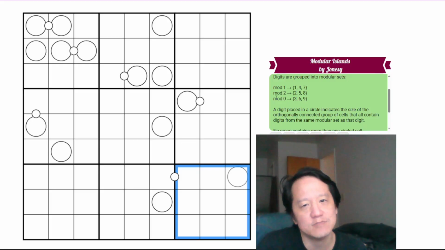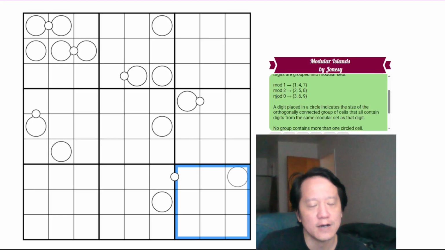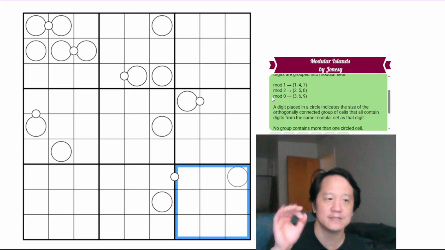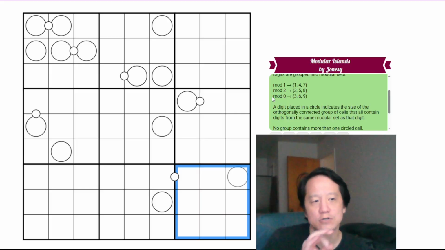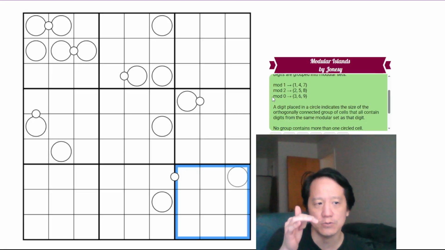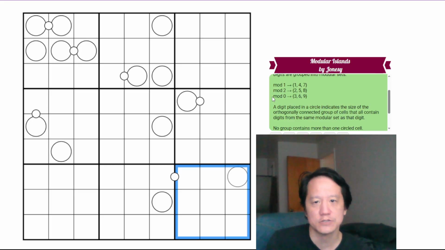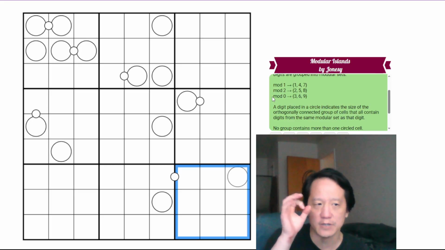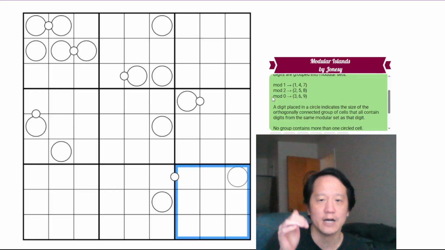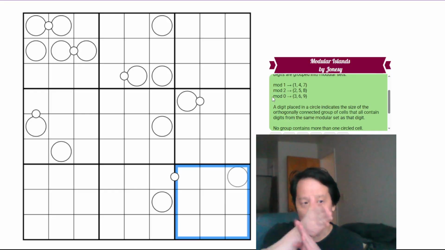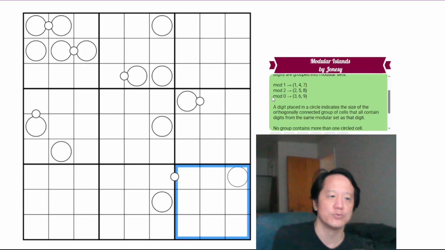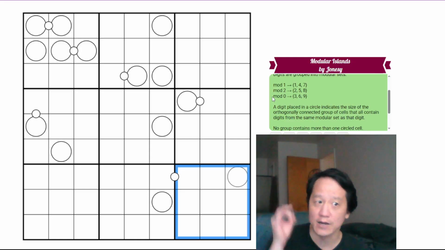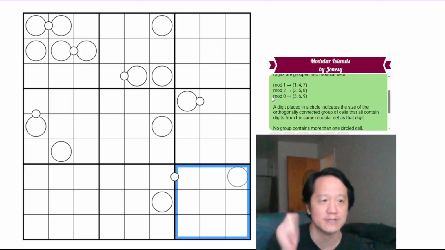So I disagree with this saying that these are mod 1, mod 2, mod 3. That's distinctly counter to how the modulo nomenclature works. So I feel like this would actually be a detriment. So again, these are 1 mod 3, 2 mod 3 sets, and 0 mod 3 sets. They are not mod 1, mod 2, or mod 0.